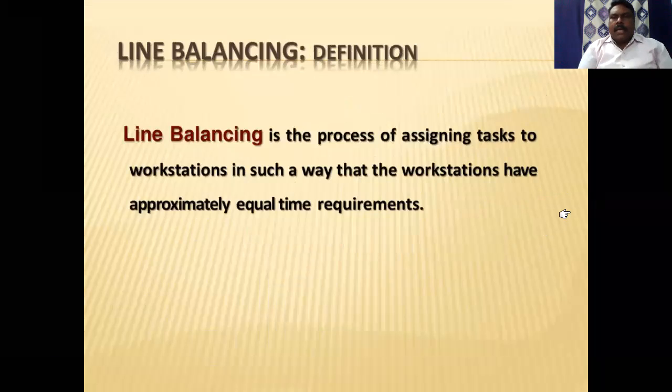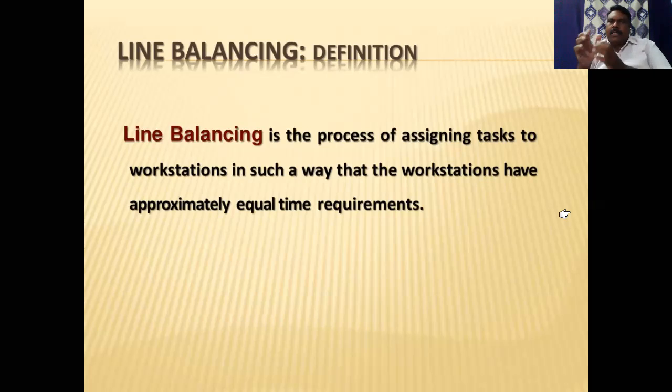So, what is line balancing? It is the process of assigning tasks to the workstations in such a way that the workstations have approximately equal time requirements. So, the process may be: from one operator 5 minutes, then we go to the second, he will take 10 minutes, 15 minutes, and the third operator has to wait. But more than that time, we should not take.